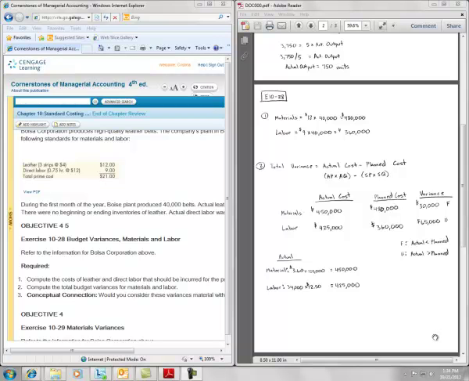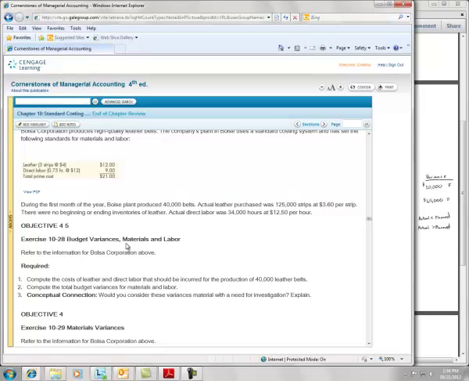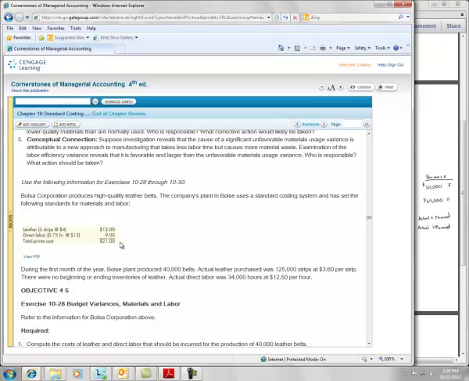Next up, we'll take a look at exercise 10-28, and I'll go ahead and expand this out here so we can take a look at the whole problem and see what we're being asked for before we start our computations. So 10-28, we're asked to refer to information for Bolsa Corporation, and if we scroll up, we see that that information is given here.